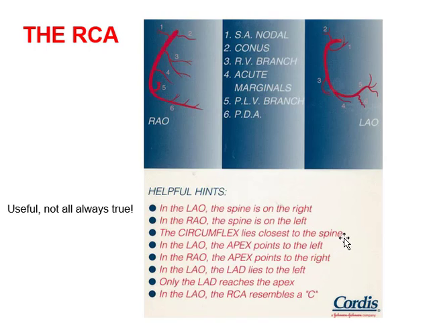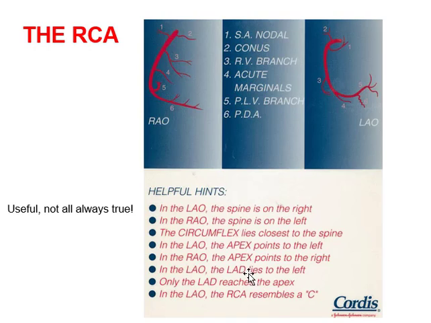The circumflex lies closest to the spine. Again, it doesn't apply in every situation, every angle, but it's useful to know. And in the LAO, as you've seen, the apex rotates slightly to the left, and in the RAO, the apex points to the right in the bottom left-hand quadrant.